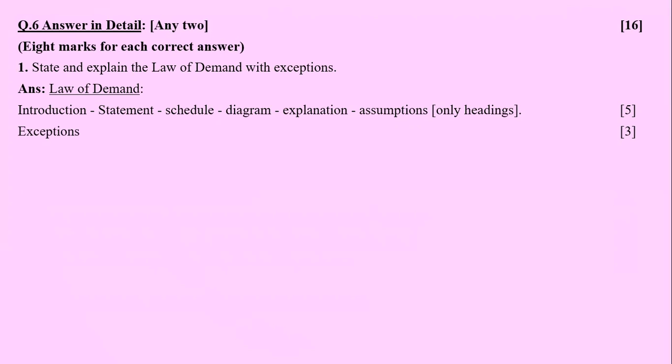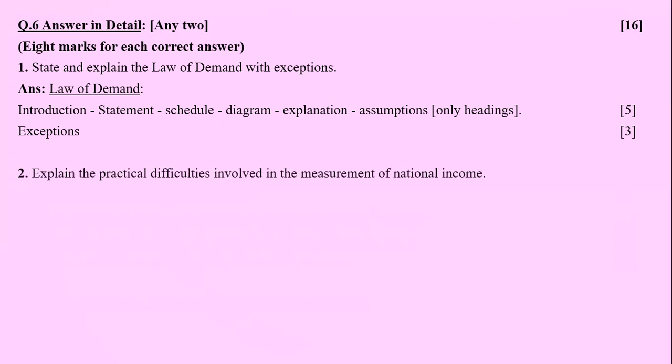And if there is a question like explain the law of demand with assumptions, then explain the assumptions in detail and give only the headings of exceptions. So the same principle is applicable for law of supply and law of DMU too. Now see the second question. Explain the practical difficulties involved in the measurement of national income.